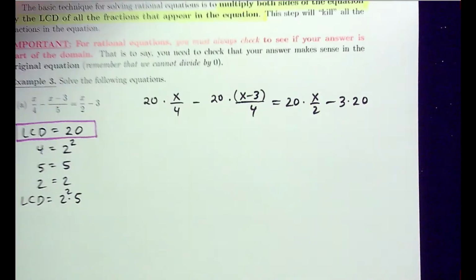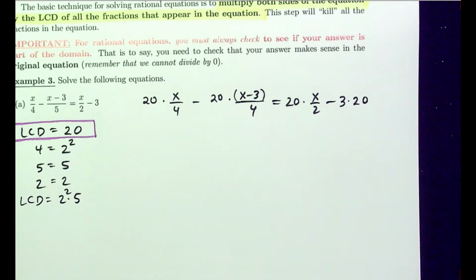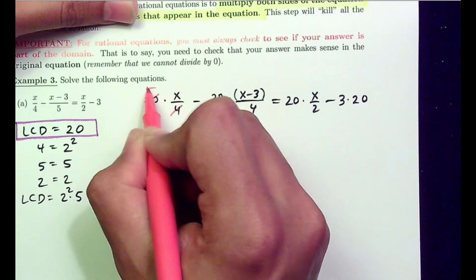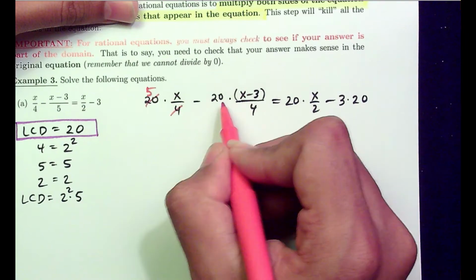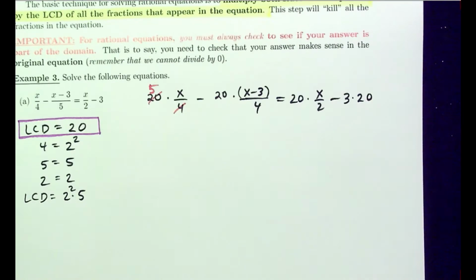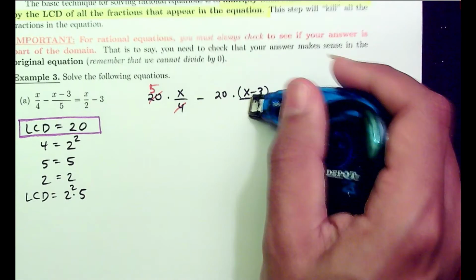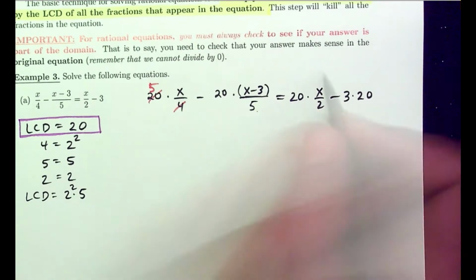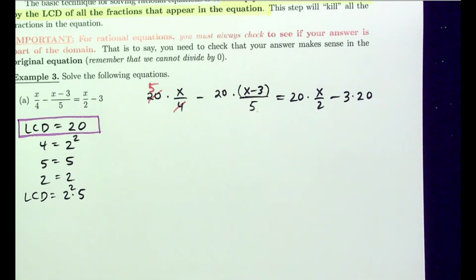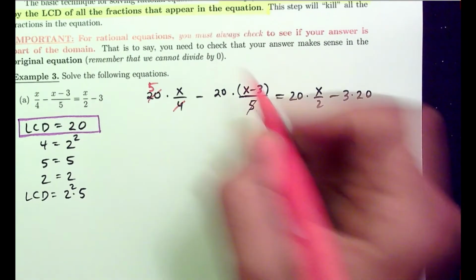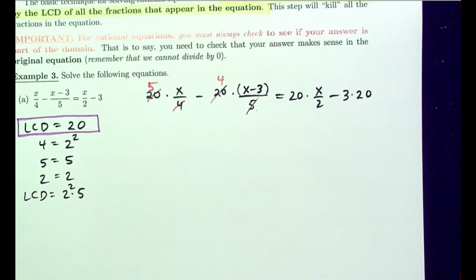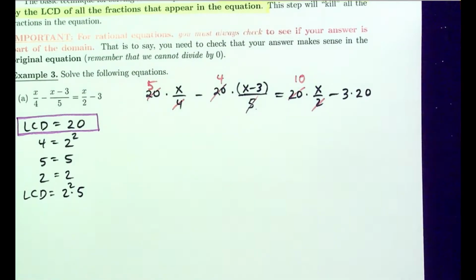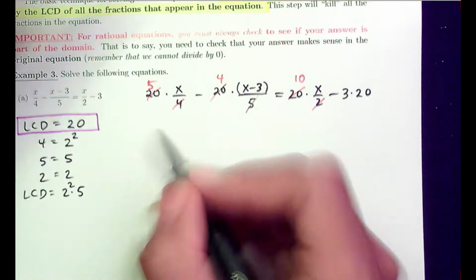All right, so now let's simplify this. If you cancel 20 divided by 4, that's going to be a 5. And, oh, that should have been a 5. That's a typo. That's a mistake. I copied that wrong. Okay, that's a 5. Okay, good. Now, 20 divided by 5, that's a 4. And then 20 divided by 2, you get a 10. And that's it.